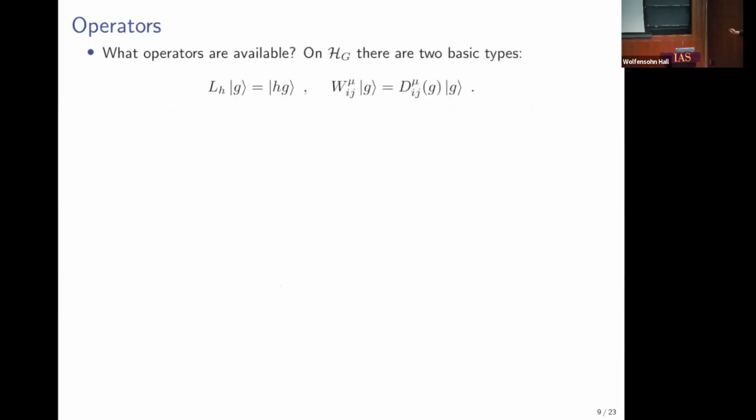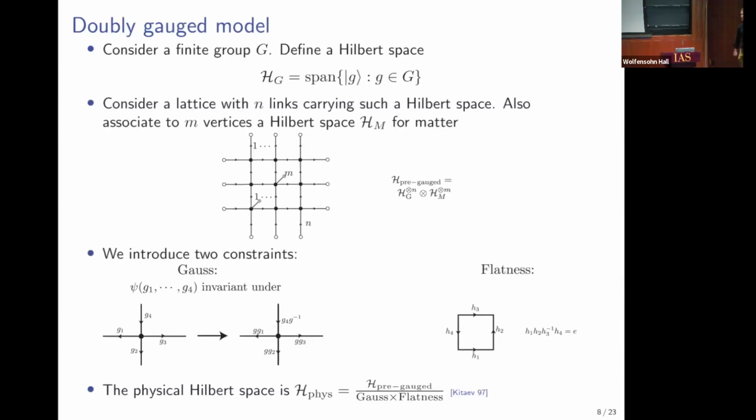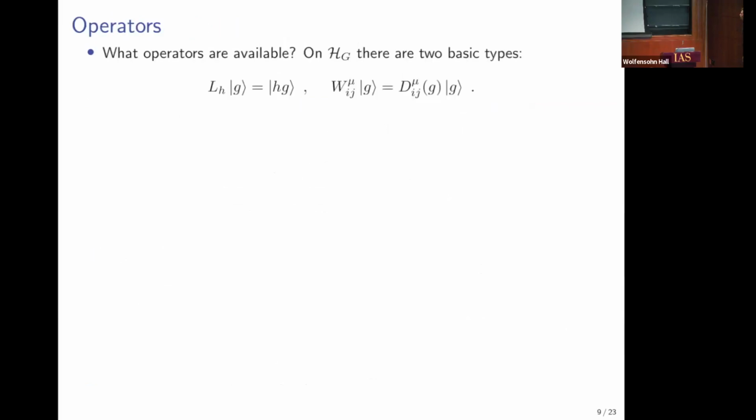Now, what operators are available in this theory? On each link, each H G, there are two basic types. This L_h here, h is a group element. Remember, g is also a group element. L_h acting on g left multiplies it, so it takes you to the ket hg. This is analogous to the electric operators in a continuum. The other type that we'll consider are these Wilson operators.